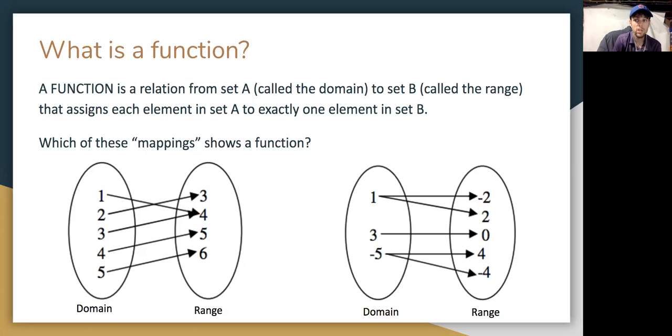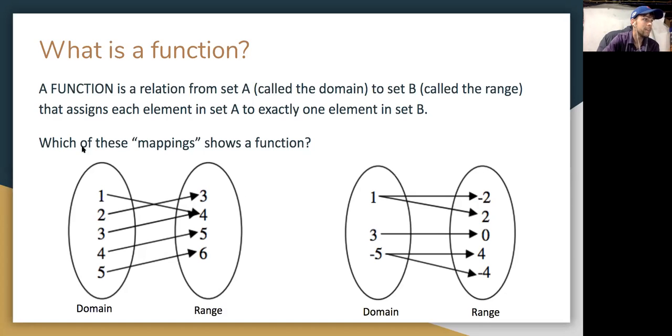If you have a relation that has something in the domain assigned to two different outputs, two different things in the range, we don't consider that to be a function. It's still a relation, and it can even have an equation, but it's not a function.